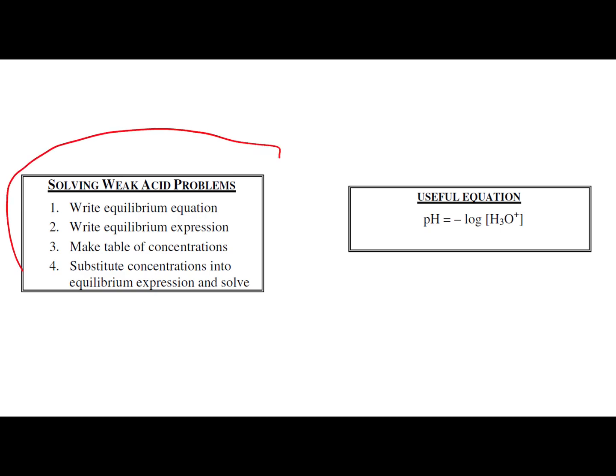Okay, weak acid problems. On your worksheet, it has this: write the equilibrium equation, write the equilibrium expression, make a table of the concentrations, and substitute the concentrations. You're like, what on earth is that talking about? So I'm going to walk you through that. Again, reminding you that the pH is the negative log of the hydrogen ion concentration, or in this case, the hydronium ion. It means the same thing.